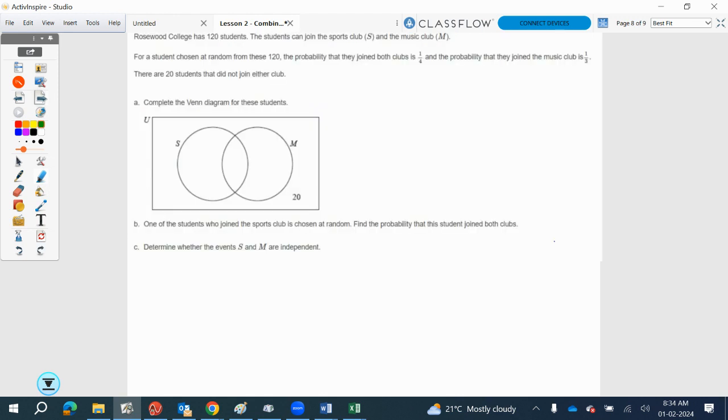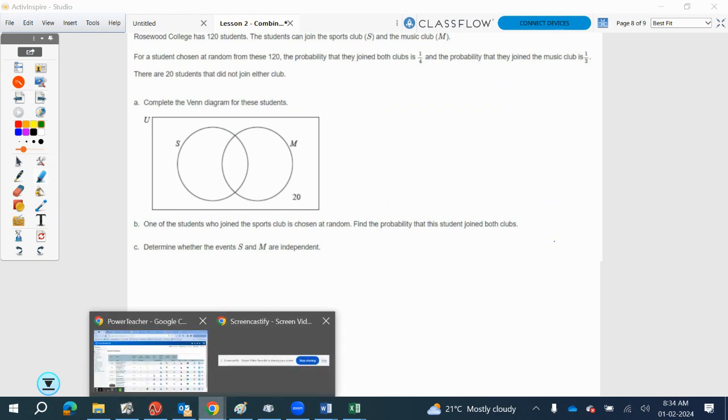Let's try some questions. Have a go at this past paper question now for yourselves. I'll give you 5 minutes, work together in pairs.